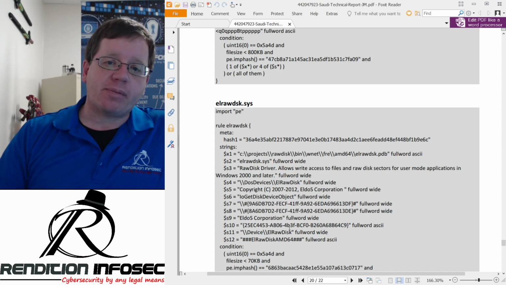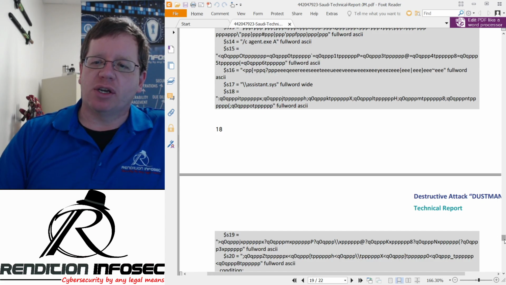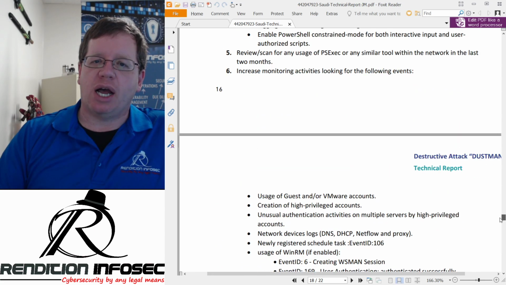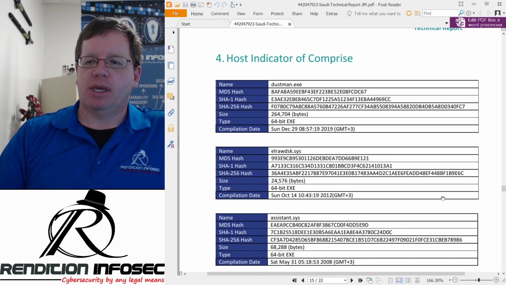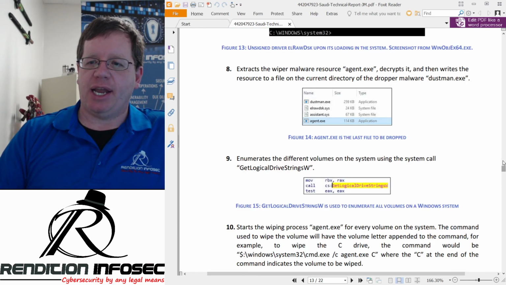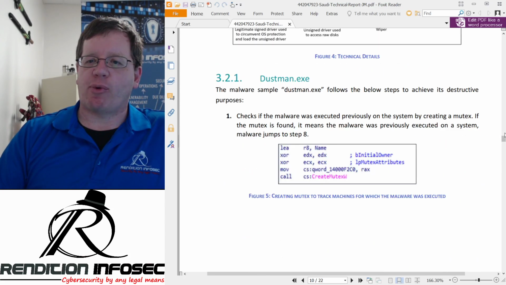That said, this is a pretty good technical report, and again, I applaud Saudi NCA for sharing this, and honestly too, it comes at a pretty important time when we are absolutely looking at a heightened risk of destructive cyber attack from Iran.